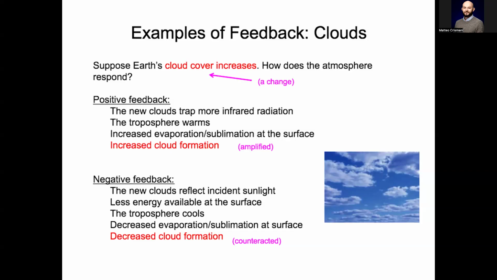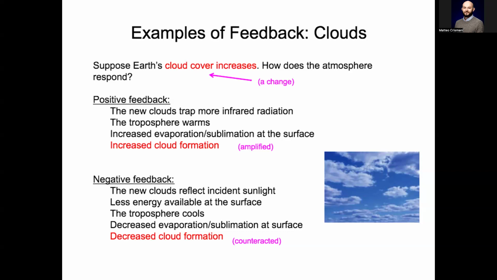Okay, so these new clouds, let's say they're not near the ocean. Let's say they're over the desert somewhere. Okay, these reflect the light. That means there's less available at the surface to form new clouds. So the troposphere cools, and you don't get any new evaporation, and then the clouds dissipate.